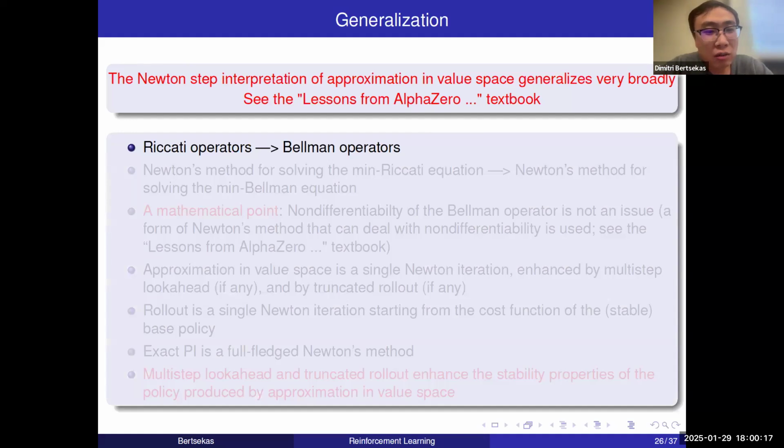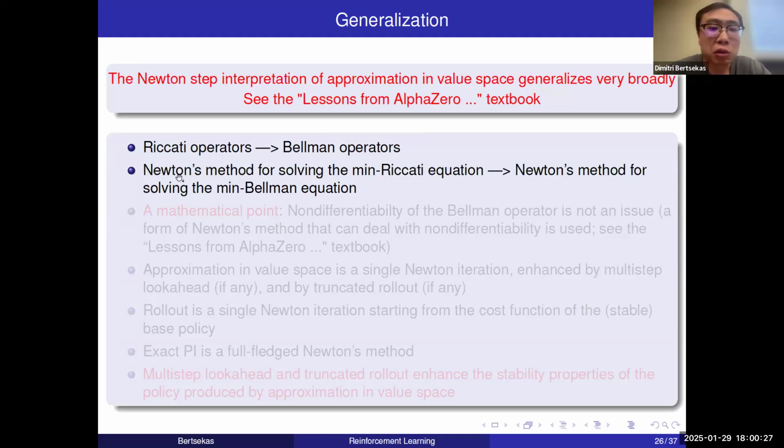In those generalizations, the Riccati operators are replaced by Bellman operators. And Newton's method for solving the minimizing Riccati equation becomes Newton's method for solving the minimizing Bellman's equations. Recall that Bellman's equations are one equation for each state. So if we have 10 states, we have 10 equations. If we have infinite states, it becomes infinitely many equations. It's a functional equation.